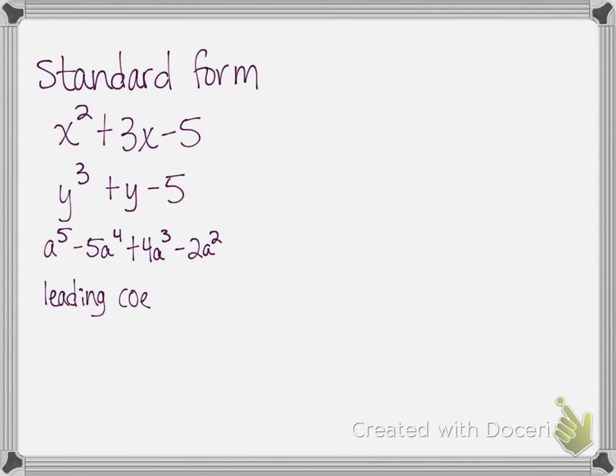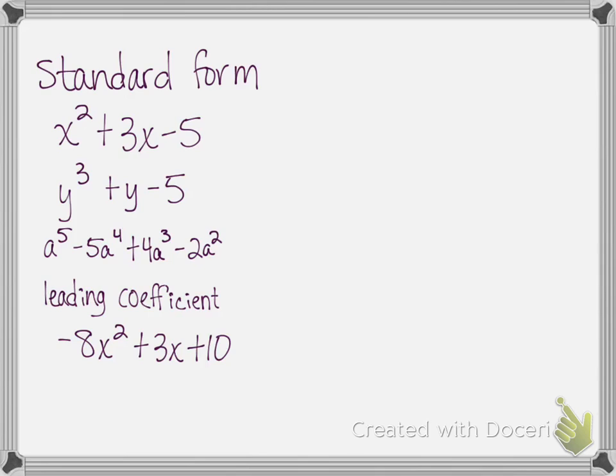The leading coefficient. It has to be in standard form first, and then the coefficient in the very front is like the line leader, the leading coefficient. So for example, if I had negative 8x squared plus 3x plus 10, what is the leading coefficient?